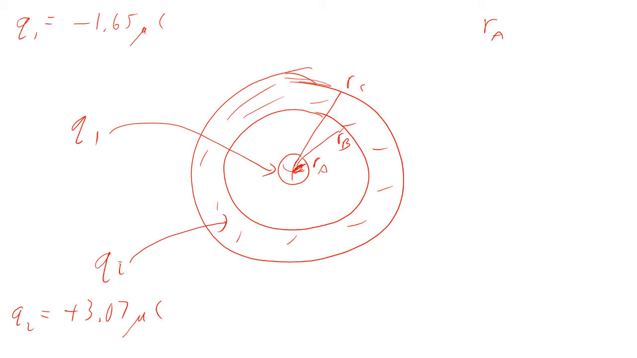Let's now say that RA is going to be equal to 1.01 centimeters. RB is going to be equal to 2.50 centimeters. RC is going to be equal to 3.10 centimeters. And so I want to know what is the electric field at several different places. And I also want to know what is the surface charge on each surface of this thing.